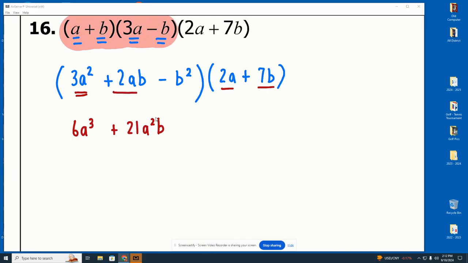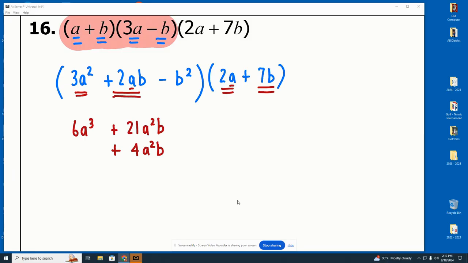Now, we're done with the 3a squared. Now let's move to the positive 2ab. Positive 2ab times 2a. All right, so let's start with the numbers. Positive 2 times positive 2 is positive 4. But ab times a, the a's will combine to be a squared, and the b is alone. So that's going to be a positive 4a squared b, which makes it like terms with that 21a squared b I had earlier.